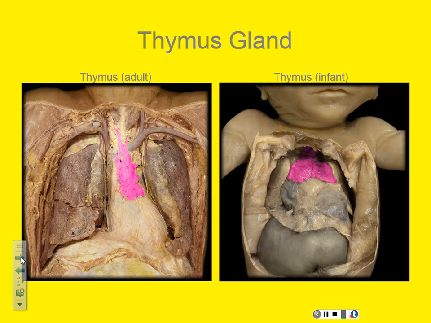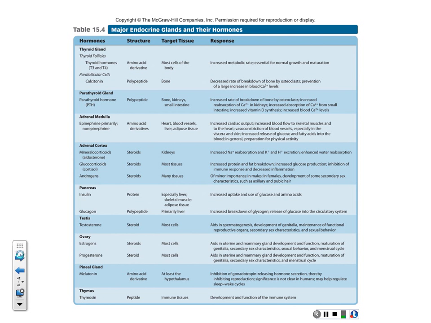It's much bigger in the kids because they are still naive to all this, and their immune system is still growing. Again, this is just a summary of all the hormones that we talked about. It will show the glands from which they are produced, right? Okay, so this is just a summary.